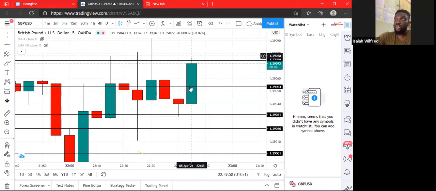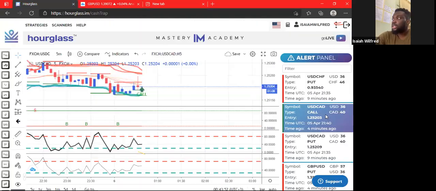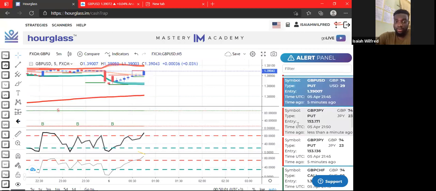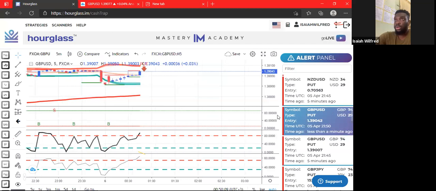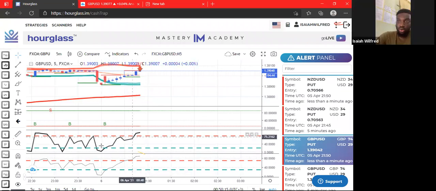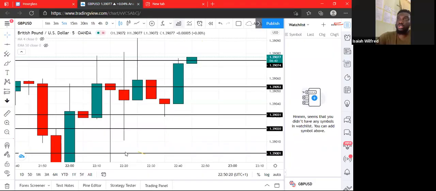So now we can say, okay, hourglass, what's happening? What's GBP USD saying? It's supposed to be a buy. So for GBP USD, the currency strength is saying we should buy, but Cashtrap has called out a put. And now the RSI and the stochastic are all overbought. So if I come back to TradingView, this is what we're saying.